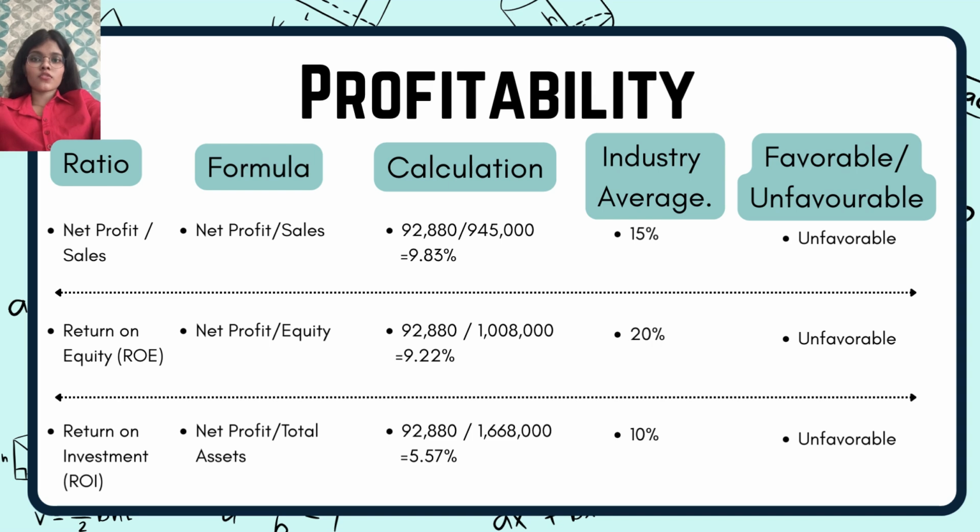For the return on investment, the formula is net profit divided by the total asset. Therefore, the return on investment is 92,880 divided by 1,668,000, resulting in 5.57%. The industry average is 10%. This is unfavorable, showing poor return from KEC's asset.